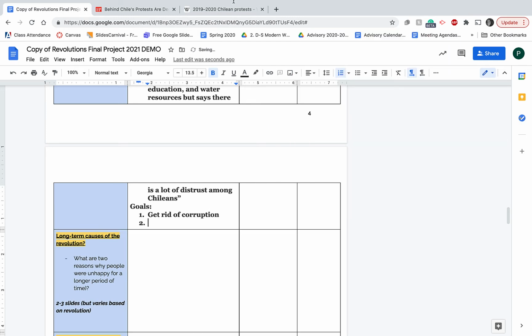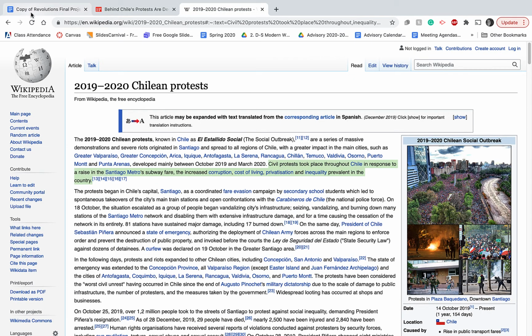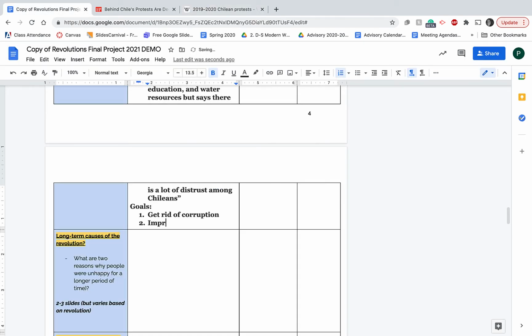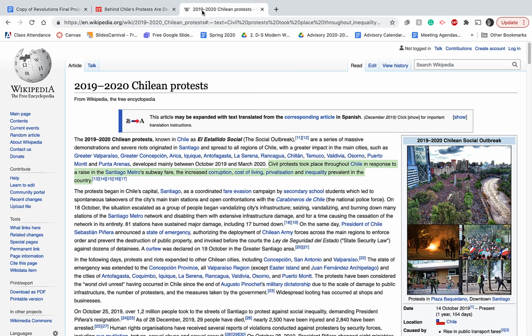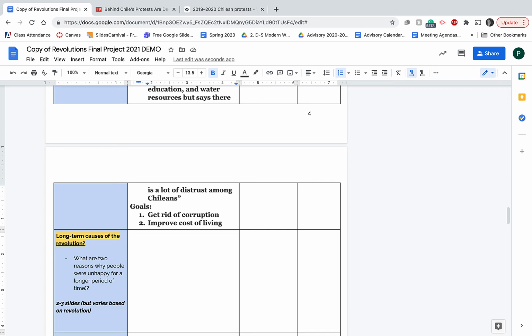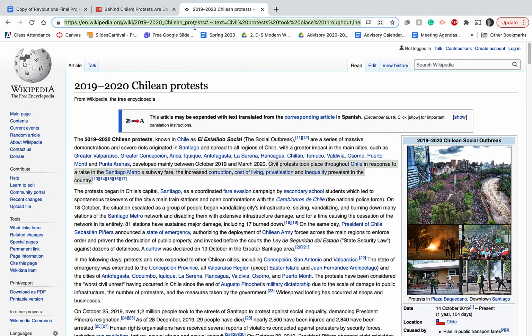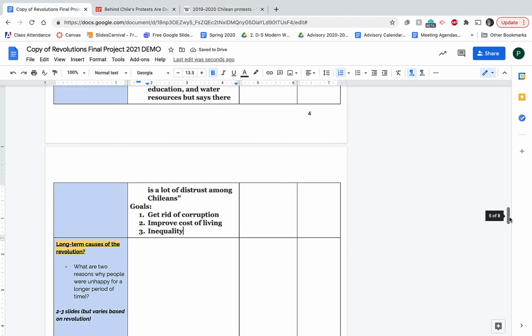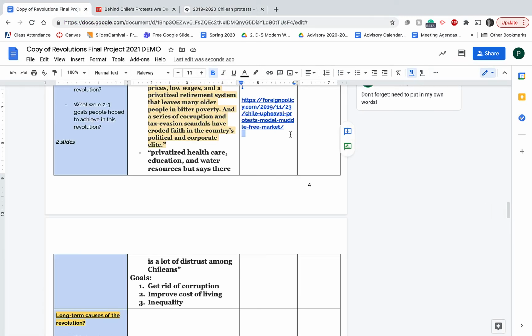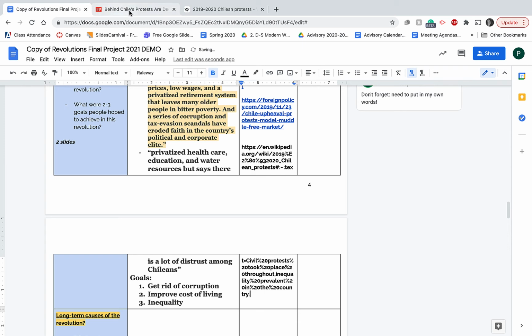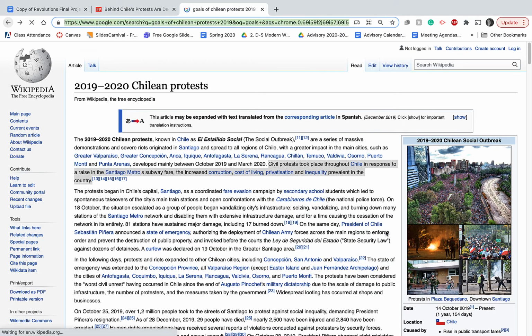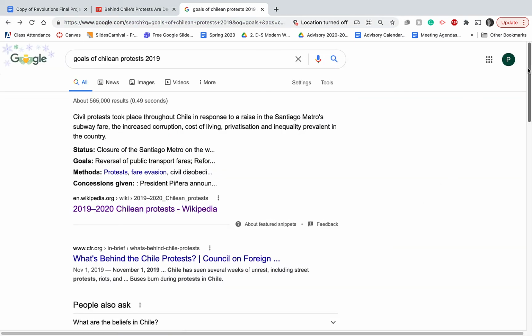And the corruption probably has to do with the government because that's what we've learned about in the Mexican Revolution. Improve cost of living, because remember we read about the middle class having trouble paying for goods and services, and inequality. All right, I want to make sure I also cite Wikipedia, so I'm going to move that over. All right, let's see if that is supported by other websites.